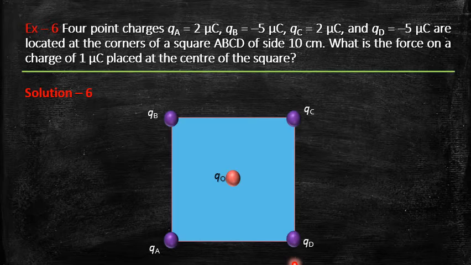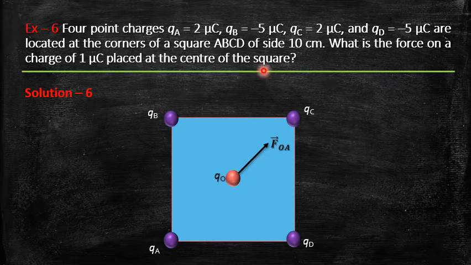Let us start with A. Now see, what is QA? QA is 2 microcoulomb. And what is QO? 1 microcoulomb. So 2 and 1 both are positive charges, so there will be repulsion. So force on O due to A will be away from A, isn't it? They have repulsion. So A will push O towards C, isn't it?